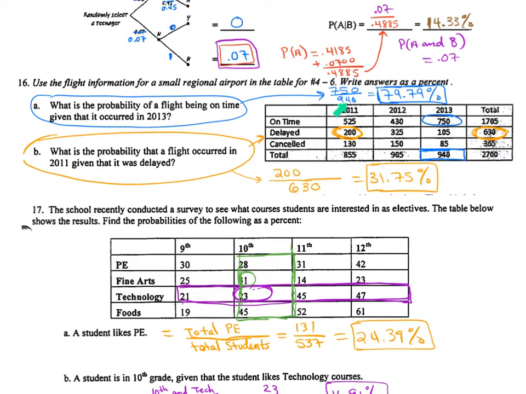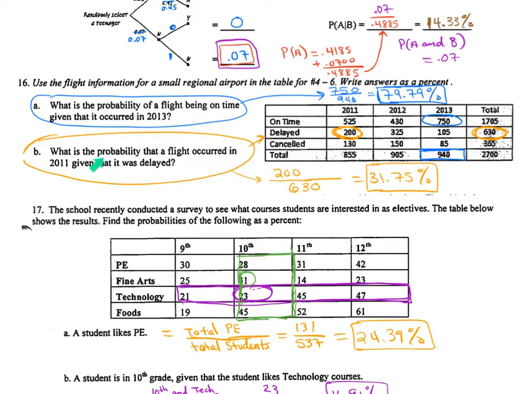So 940 is going to be our total, which is in the denominator. And then in the numerator, we want just those that were on time. So we look at the on-time row and go over to the 2013 column, and we have 750. So that's 750 out of the 940 flights on time given that it's in 2013. So we do 750 divided by 940, and we get a percentage of 79.79%.